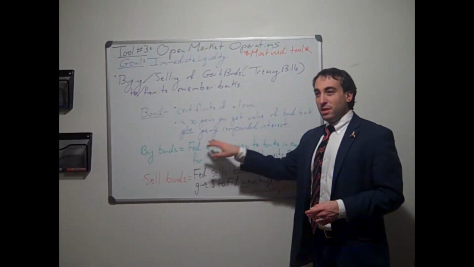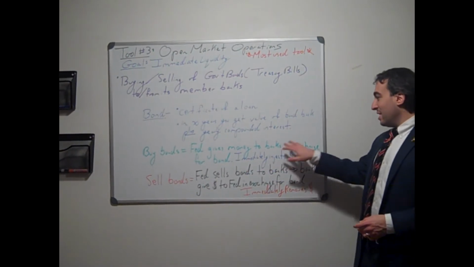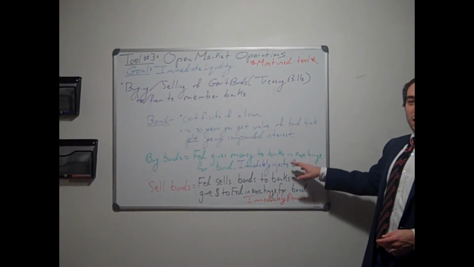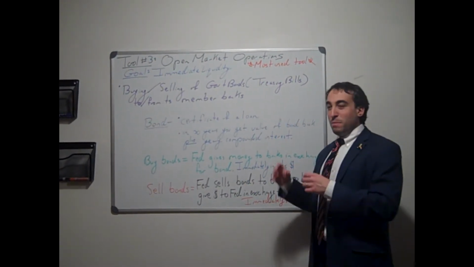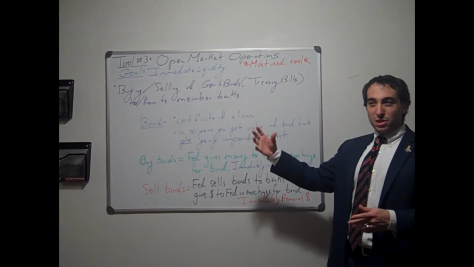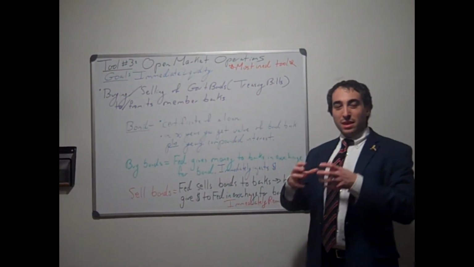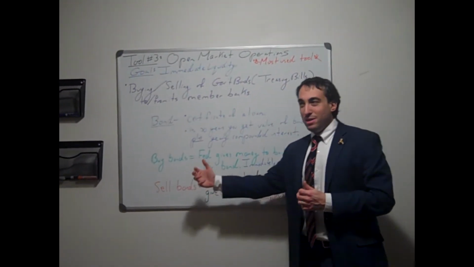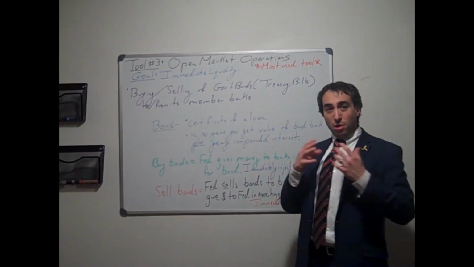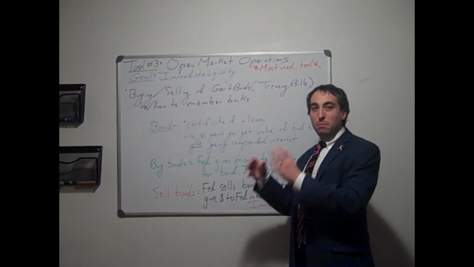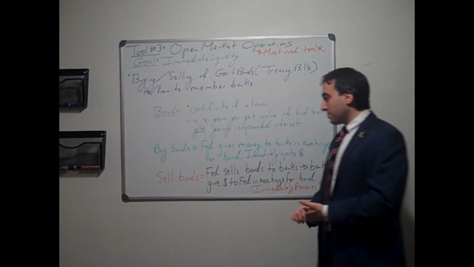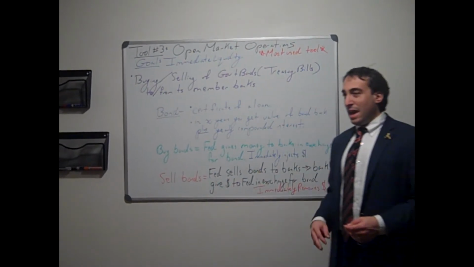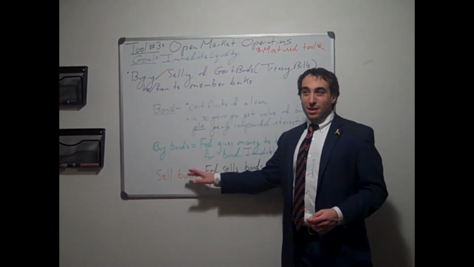So the Federal Reserve gives money to banks in exchange for the bond. This is an immediate injection of cash. The bank gives the Federal Reserve the certificate, the bond, and the Federal Reserve gives the bank money, the value of that bond. And so now the Federal Reserve is going to hold the treasury bill, and now the bank has an immediate injection of cash.